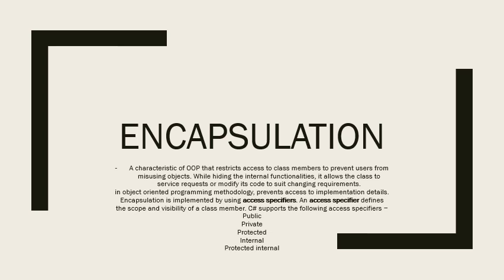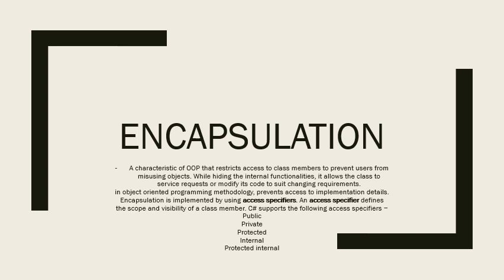Encapsulation, a characteristic of OOP that restricts access to class members to prevent users from misusing objects. While hiding the internal functionalities, it allows the class to serve requests or modify its code to suit changing requirements. In object-oriented programming methodology, prevents access to implementation details.